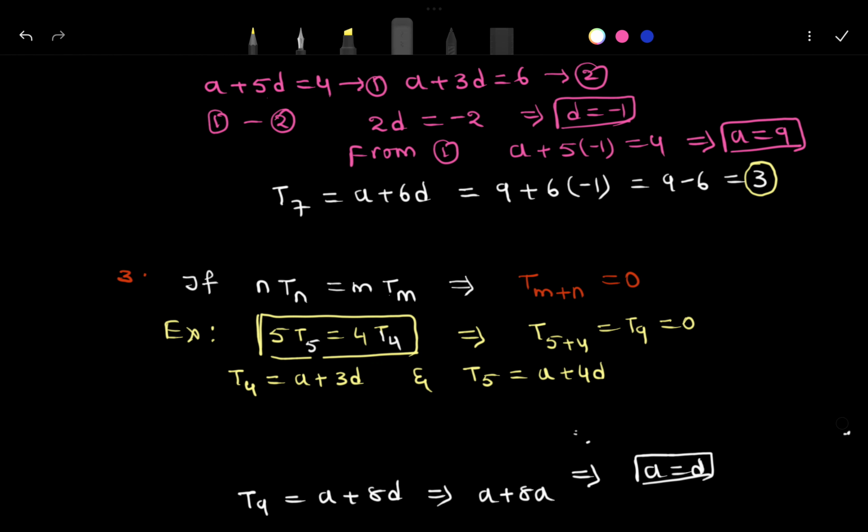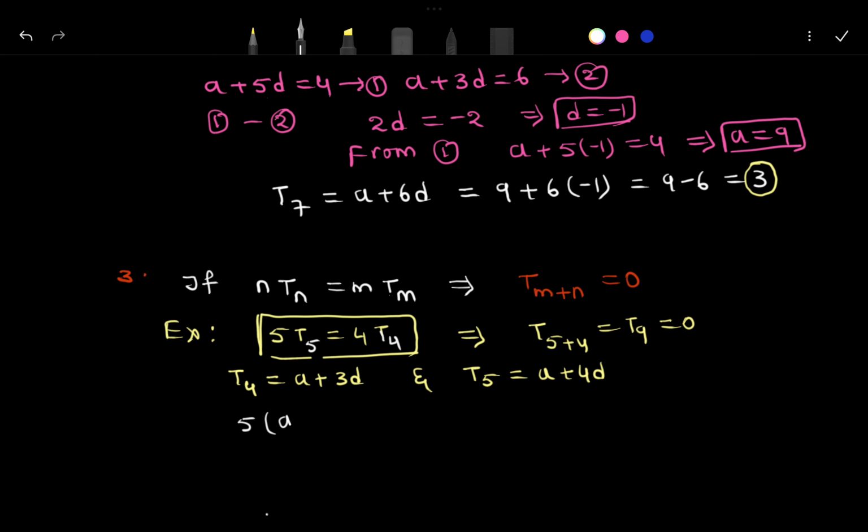According to the above result, 5 into T5 is A plus 4D, and is equal to 4 into T4, and T4 will be A plus 3D. Now multiply this value: 5A plus 20D is equal to 4A plus 12D.